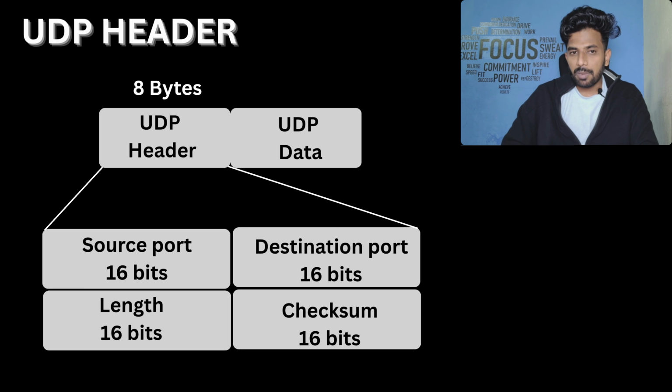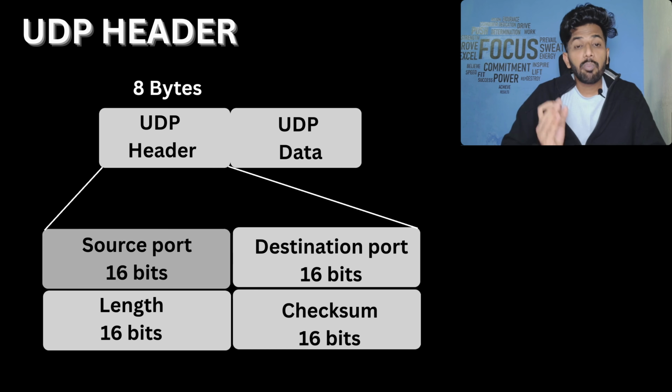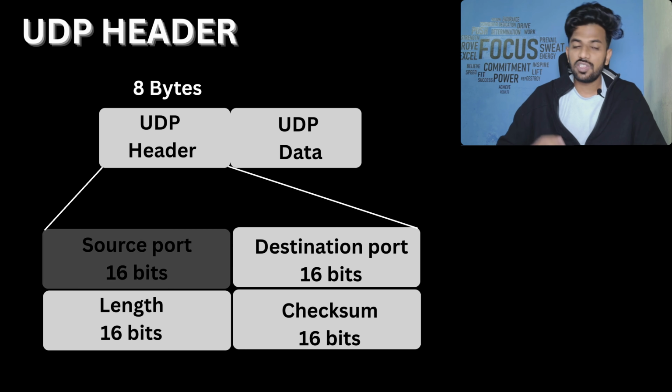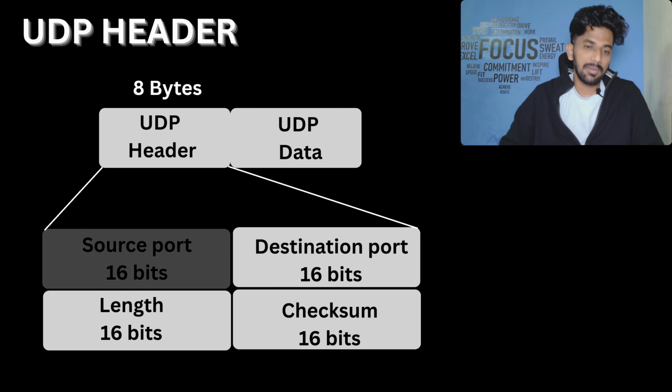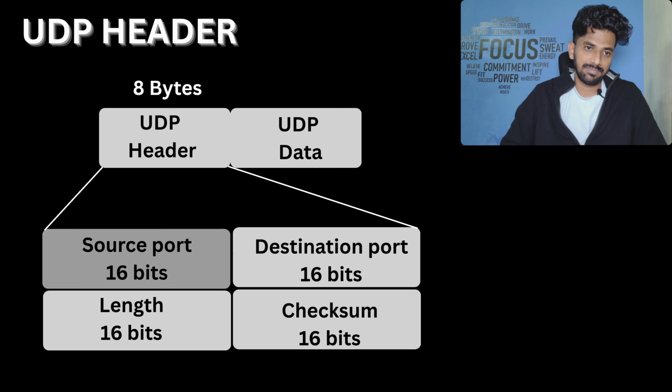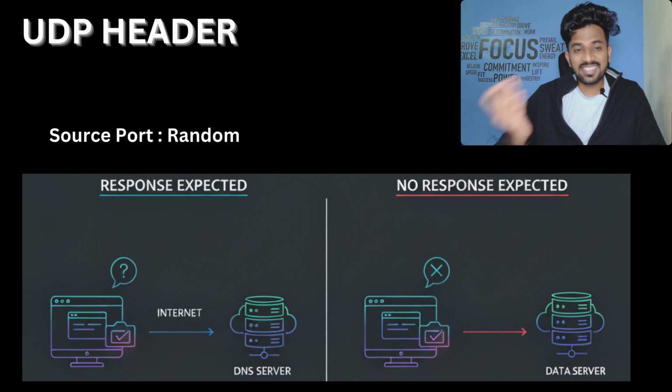Remember, before understanding the UDP header, each field is 16 bits, which means 2 bytes. So the first one is the source port. What is the source port here? The source port identifies the port number of the sending application. This helps the receiver know where to respond if a response is expected from the receiver. Suppose you send a DNS query. Your machine will use a random port as the source port. So when the DNS server replies, it sends the response back to the same port.